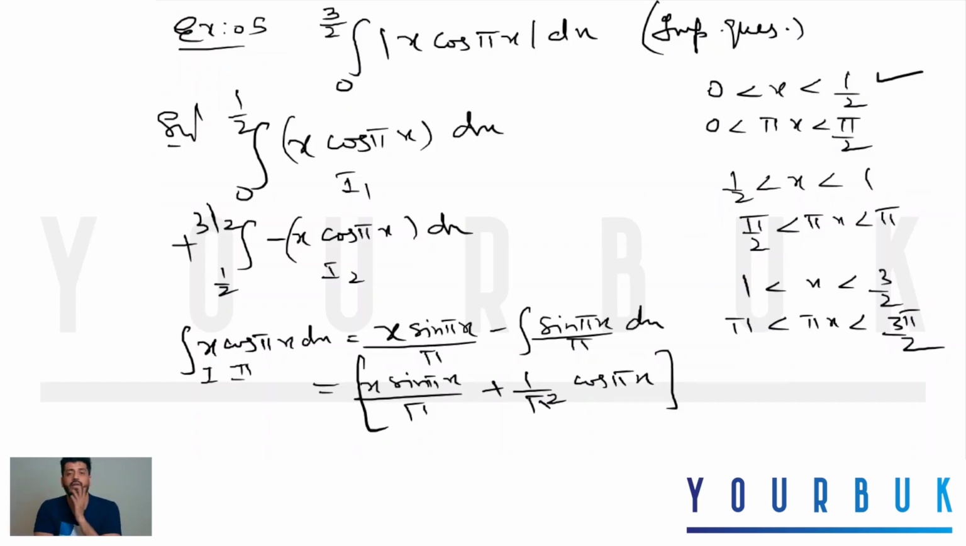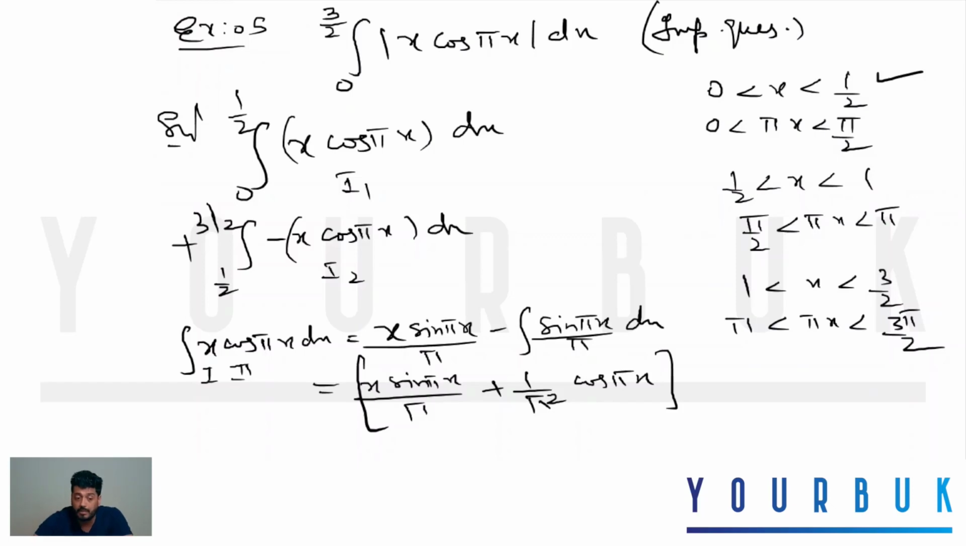First, when you calculate I1, take limits from 0 to half. Then when you calculate I2, take limits from half to 3 by 2. Use the fact that cos vanishes at the odd multiples of pi by 2, and accordingly sin pi by 2 is 1, sin 3 pi by 2 is minus 1. You will be able to find the answer for this question.